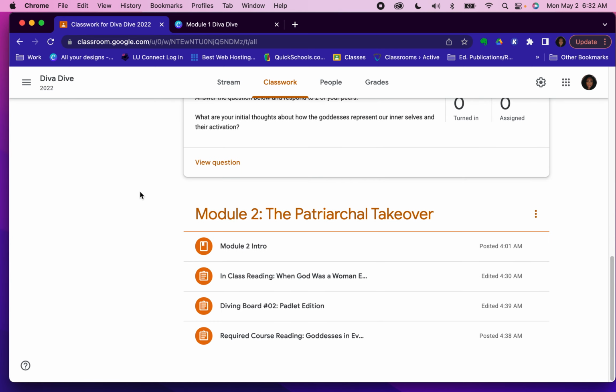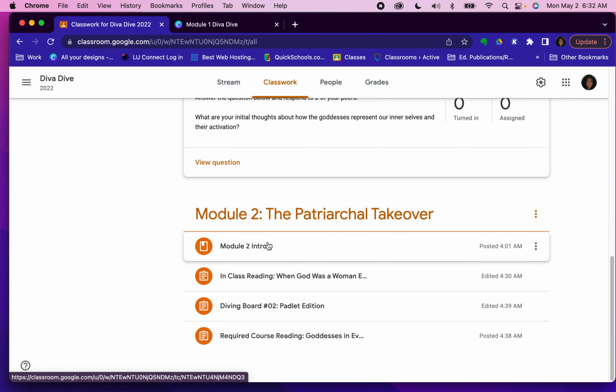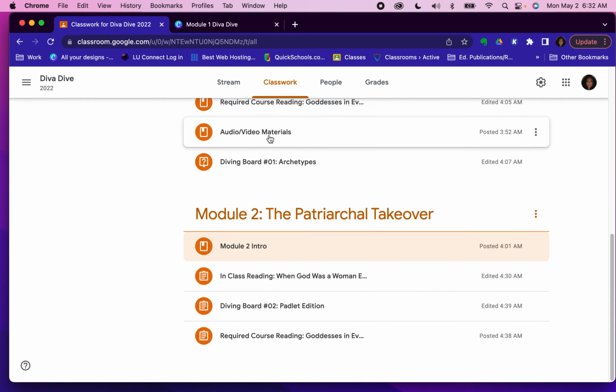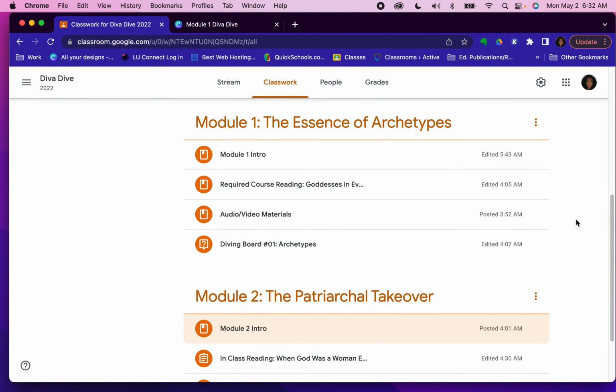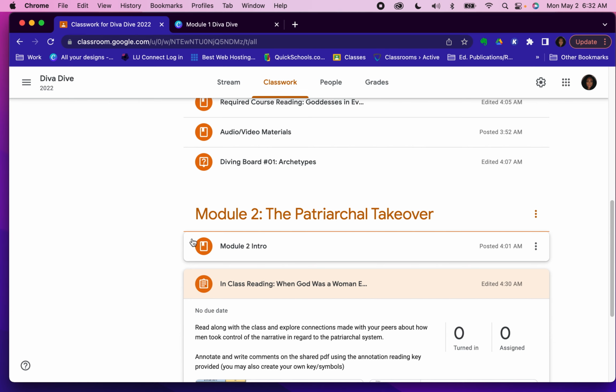So then going into module 2. This one's titled The Patriarchal Takeover. And same thing as far as the module 2 intro, same thing is going to be the slide decks. And then we have an in-class reading.